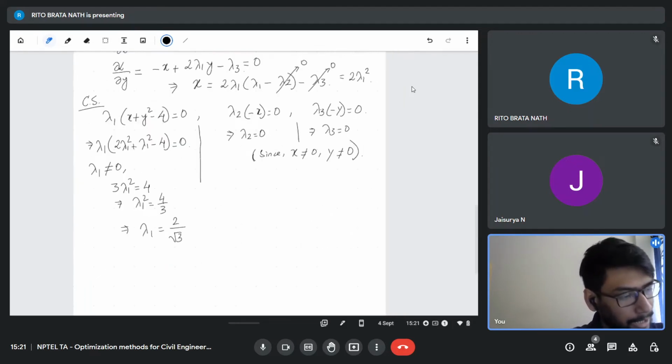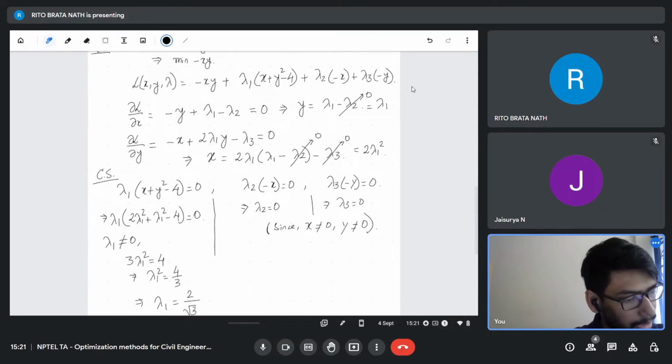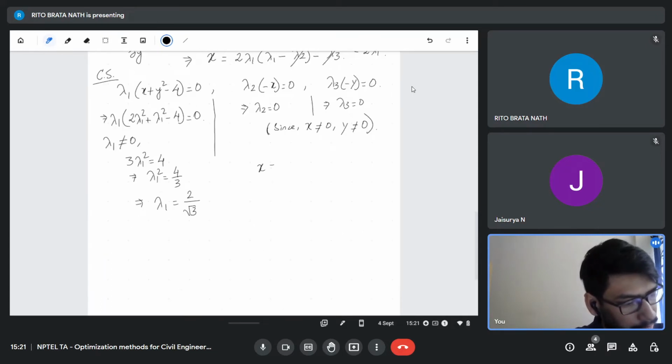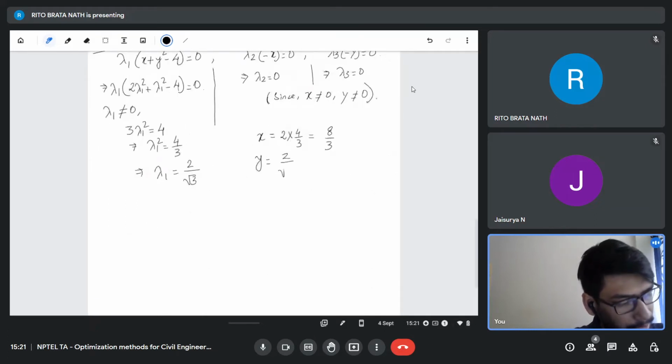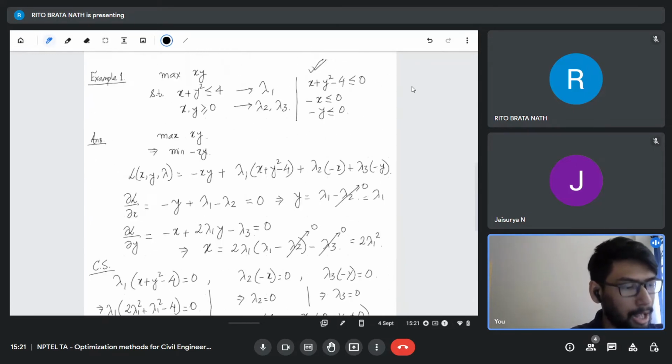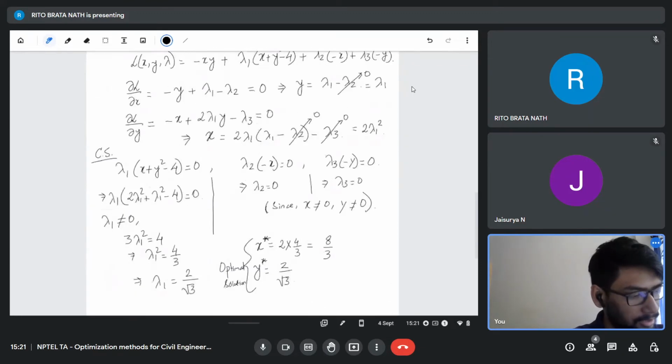And if you put the values here, you will get x is 2 times lambda 1 square. So it's 2 times 4 by 3, so this is 8 by 3. And your y is lambda 1, yeah, so that's fine. So this is 2 by root 3. So this is your optimal solution. You can write it as x star and y star. So this optimal solution will make the product the highest and also satisfy this constraint.